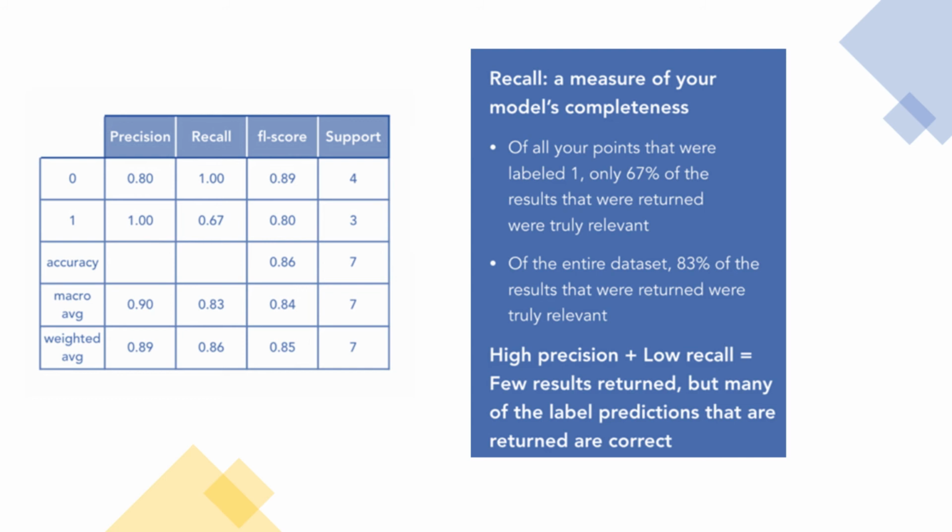High precision and low recall generally means that there are fewer results returned, but many of the labels that are predicted are returned correctly. In other words, high accuracy but low completion.